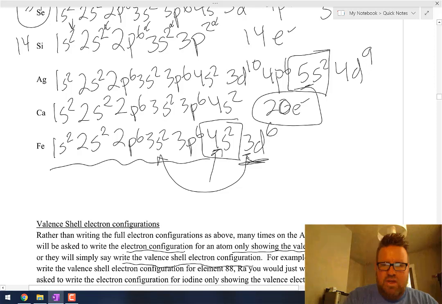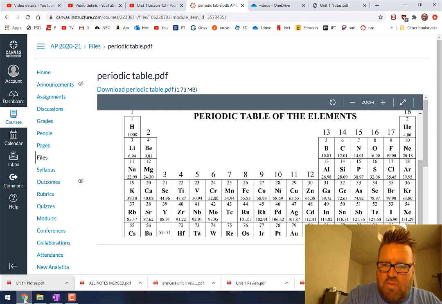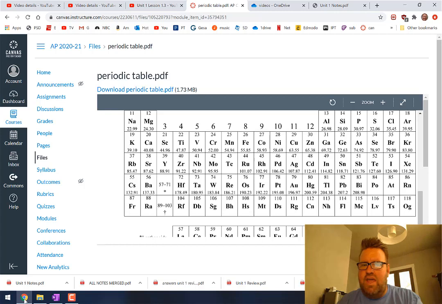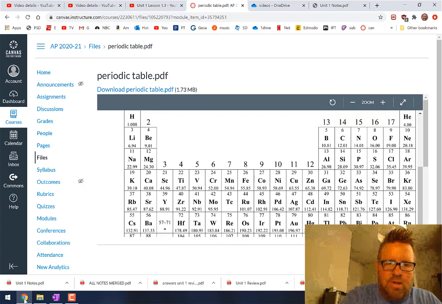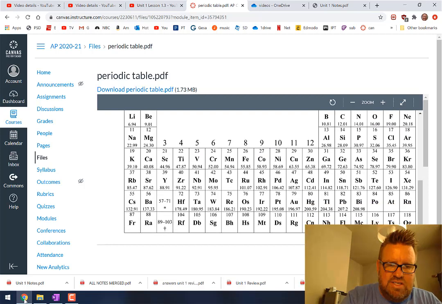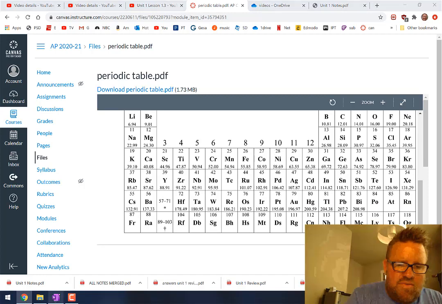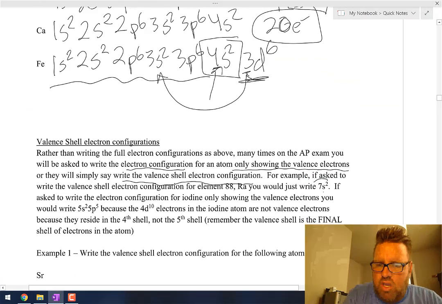The same thing. For example, if they asked you to write the valence shell electron configuration for element number 88, Ra, which is way, way, way down here, you're like, oh my gosh, that's going to take forever. But if they say only show the valence electrons, it means only show the electrons that are in the very last shell. Well, if we count from the top, 1, 2, 3, 4, 5, 6, 7, Ra is in the seventh shell. And so the only thing we would have to write there is just that seventh shell, and it's in the s subshell. So all you would have to write is 7s2, and that's it.